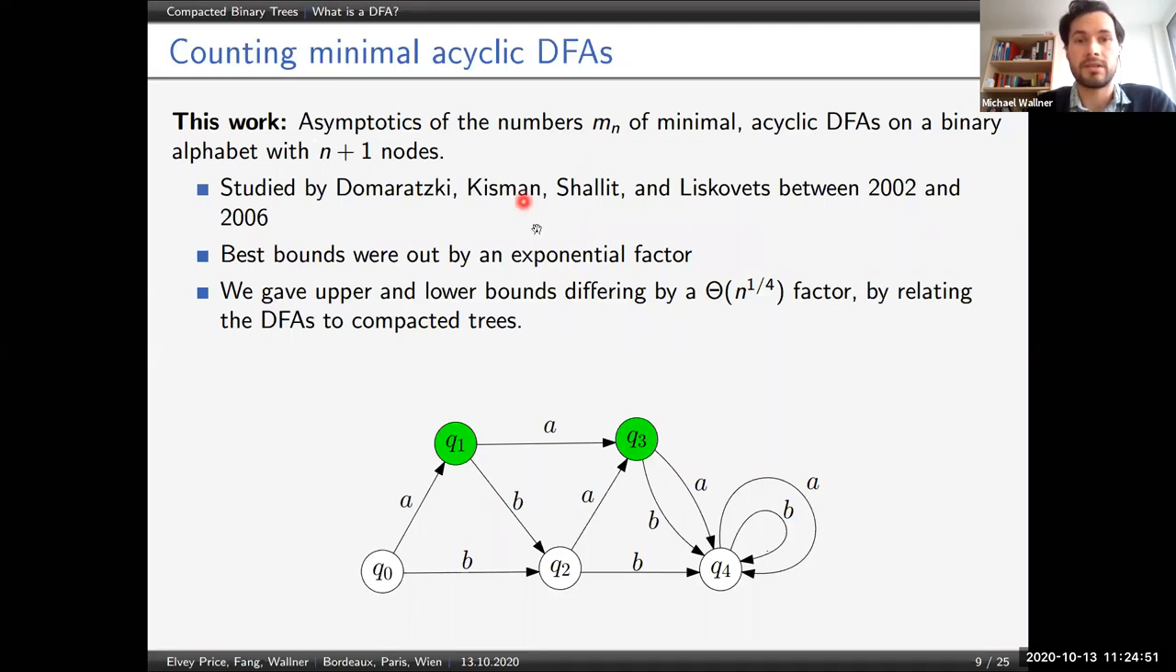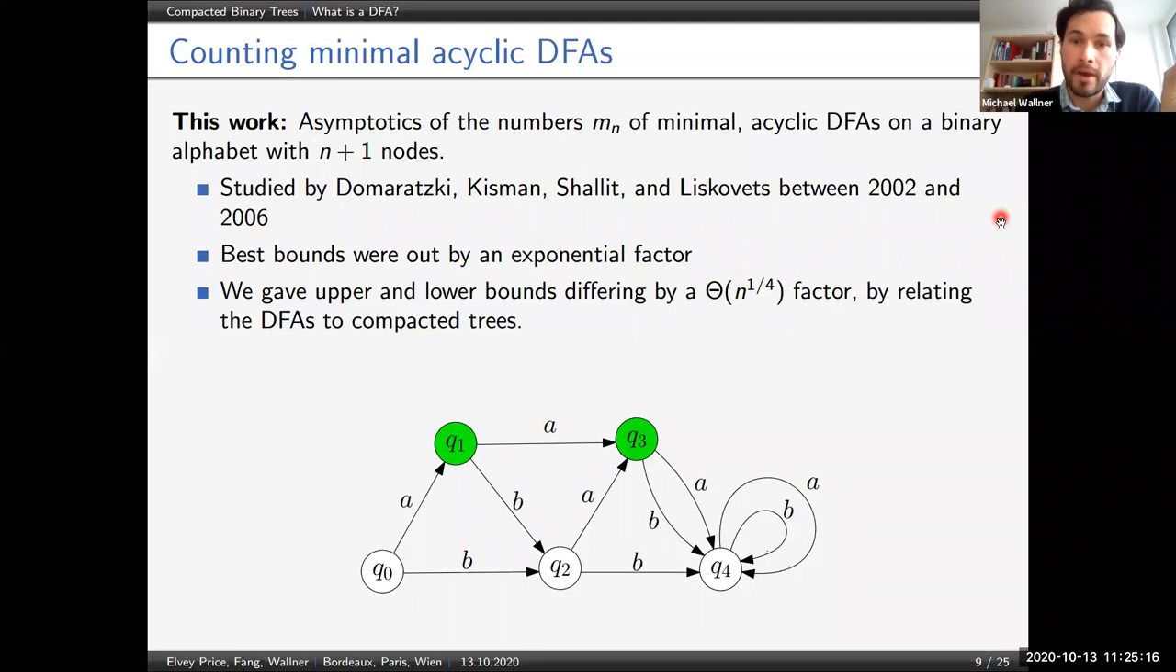People worked on it, Domaratsky, Kiesmann, Charlotte, and Niskowitz were quite interested between 2002 and 2006, but the best bounds were so far known off by an exponential factor. The previous work was on the compacted trees, and we studied the related structure, which we called relaxed trees, to give you upper and lower bounds, and they already give you that there has to be a stretched exponential in there, explaining a bit why it's complicated to count them.